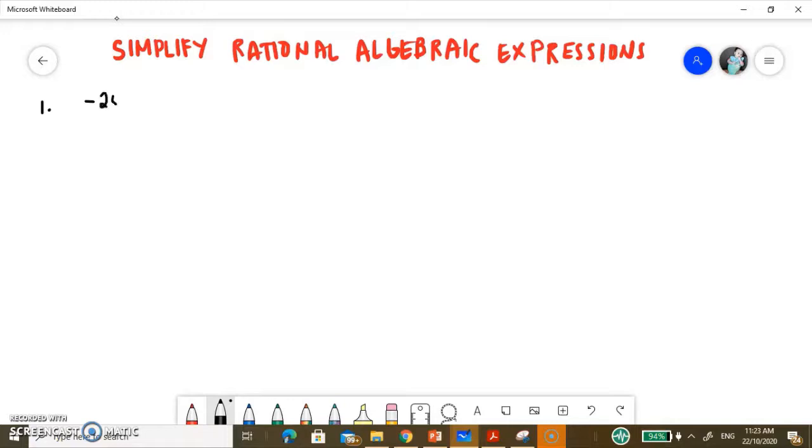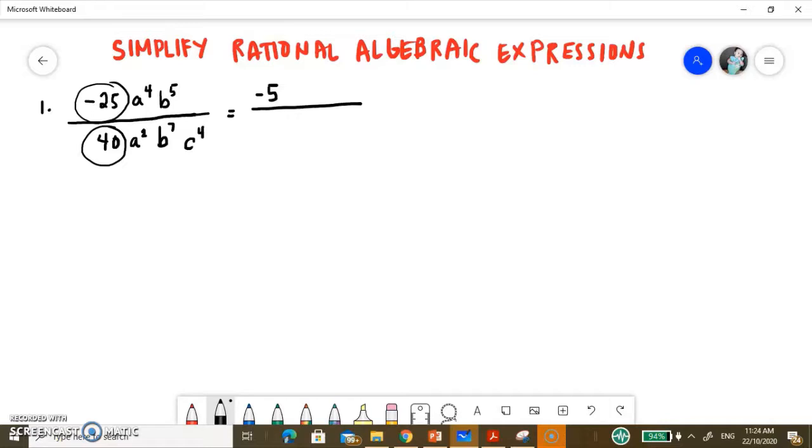If you are given negative 25 a raised to 4 b raised to 5 over 40 a squared b raised to 7 c raised to 4. Okay, so we look at our numerical coefficient, so negative 25 and then positive 40. Their greatest common factor would be 5, so we divide each of them by 5. So negative 25 divided by 5 gives you negative 5. And then 40 divided by 5 would be 8.